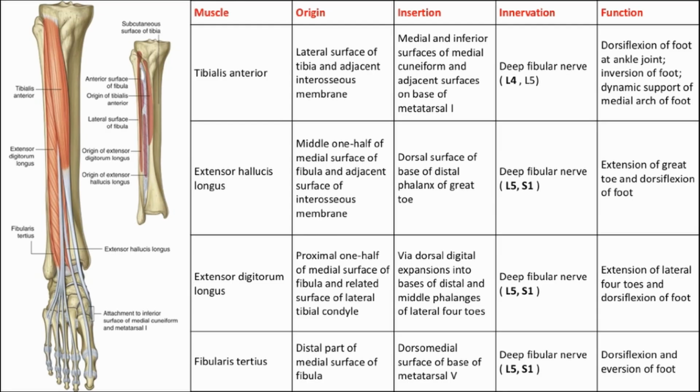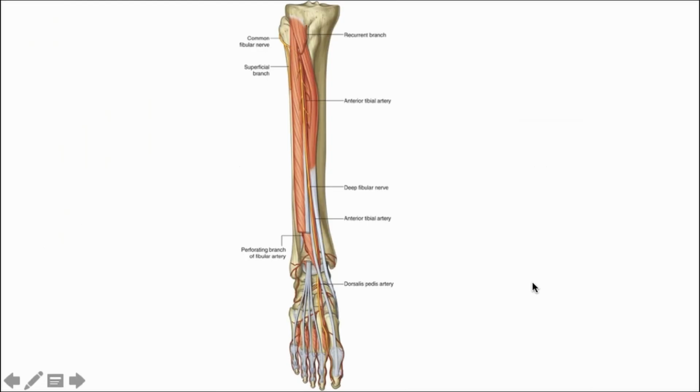Last muscle in the anterior compartment is the fibularis tertius. This muscle is normally considered part of the extensor digitorum longus, but it originates from the medial surface of the fibula and basically assists in dorsiflexion and possibly even a little bit of eversion of the foot, and it's innervated by the deep fibular nerve.